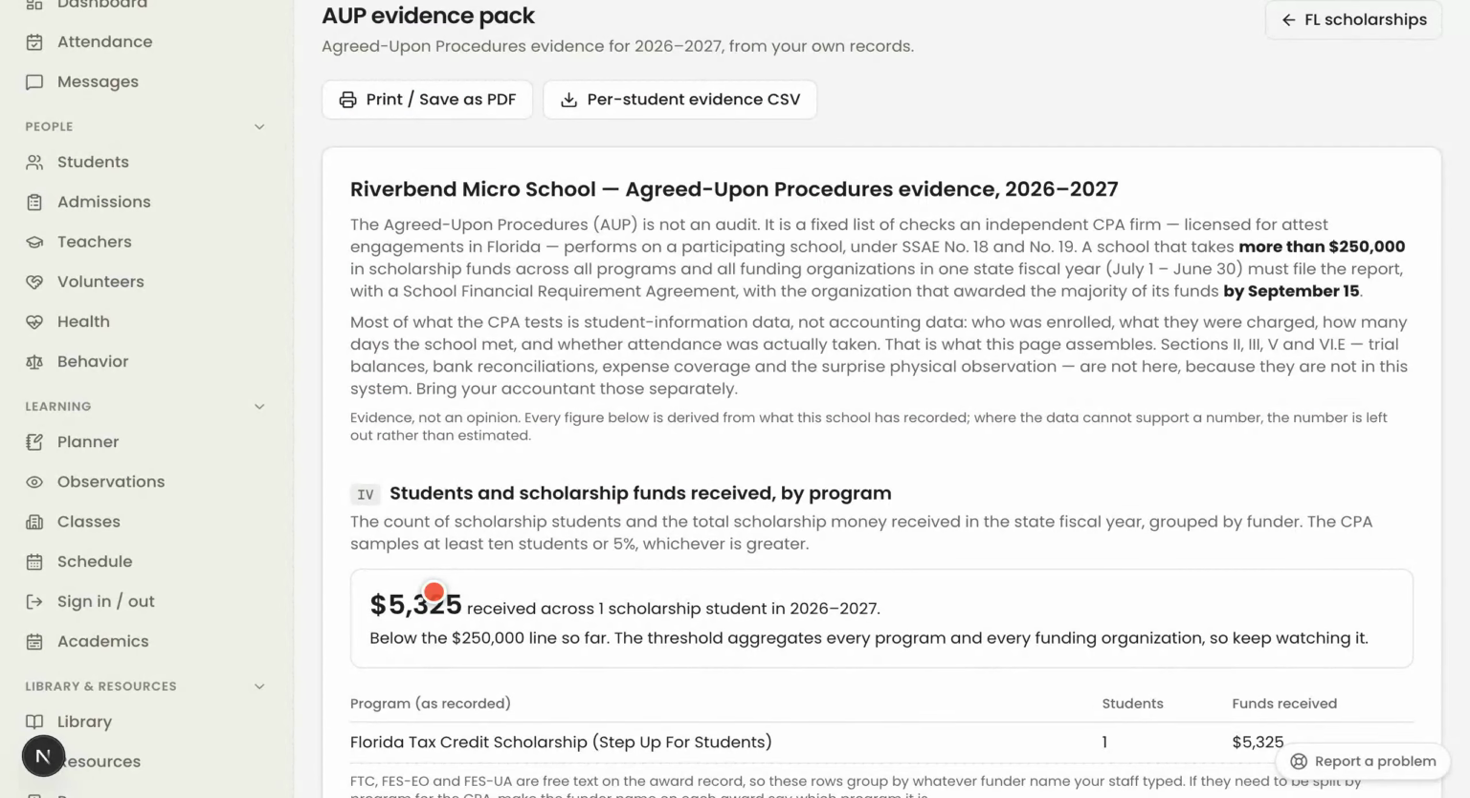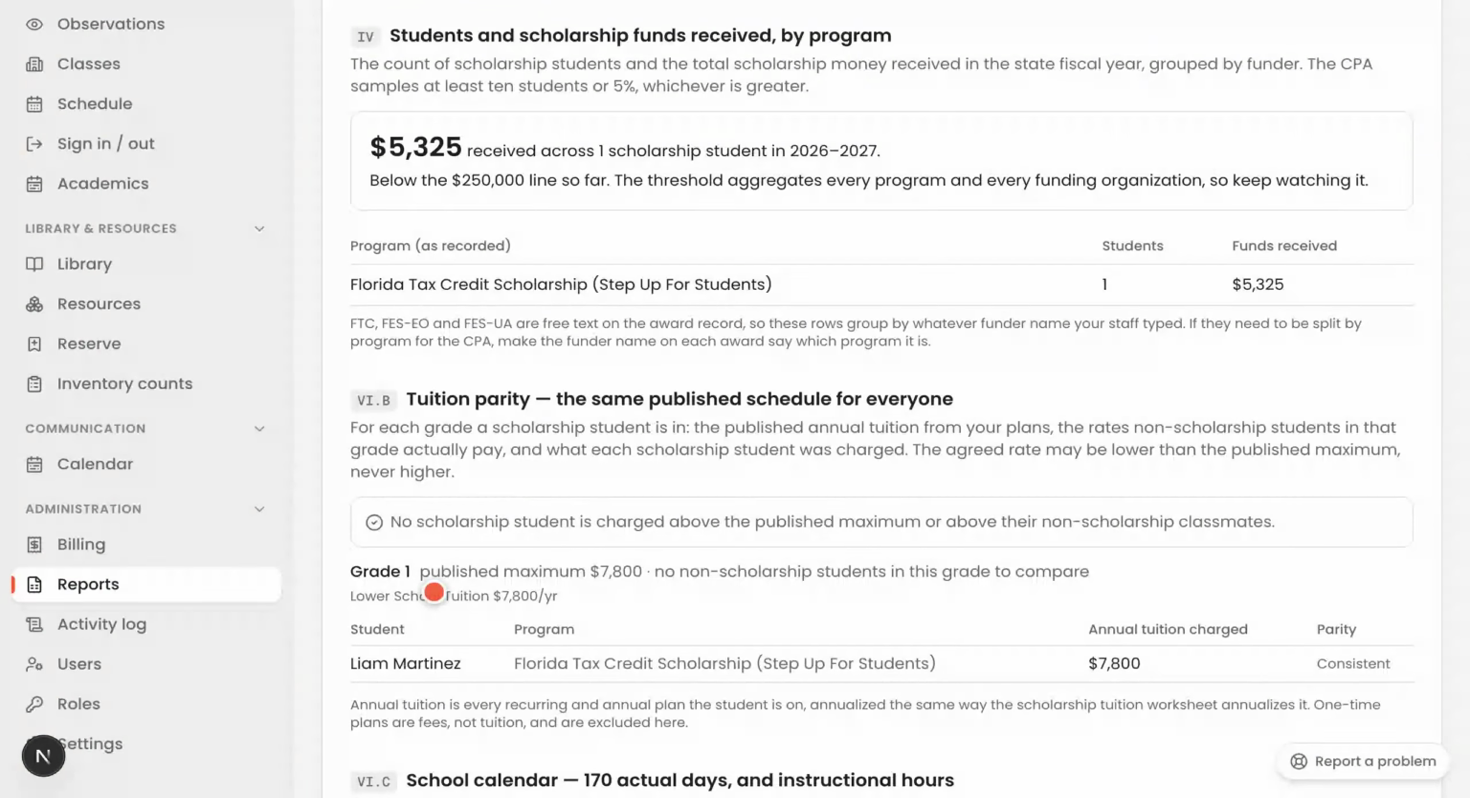Most of what the CPA tests is student information, not accounting. Who was enrolled, what they were charged, whether attendance was taken. Section 4 totals what you received this fiscal year by funder against that line. 6B is parity, your published maximum for the grade, what classmates pay, and what each scholarship student was charged.